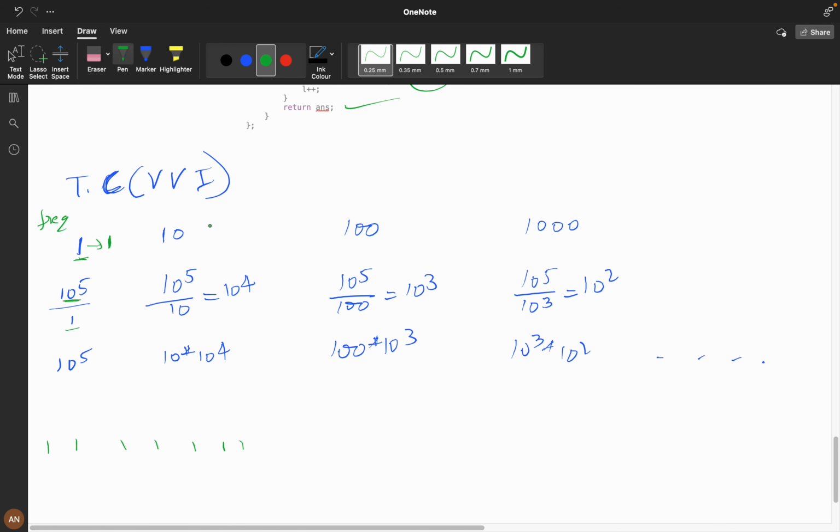Now if you see this, if the frequency is 10, the maximum number of unique elements, how many can it be? 10 power 5 divided by 10. Maximum number of unique elements can be 10 power 4. So my map size can be up to 10 power 4, and 1 to 10 we need to iterate. So it is 10 power 5.